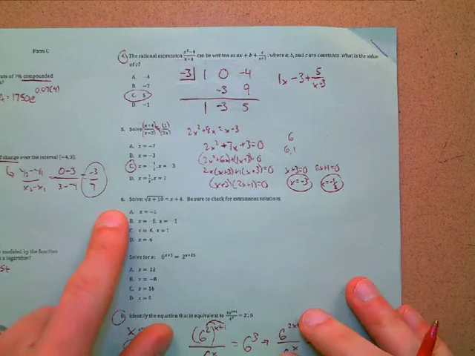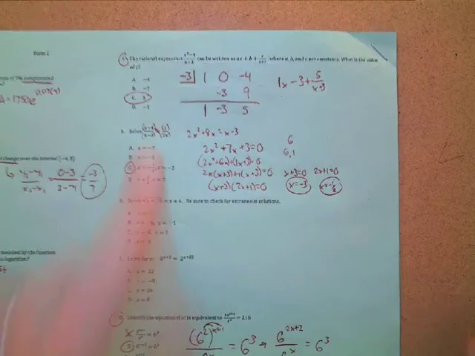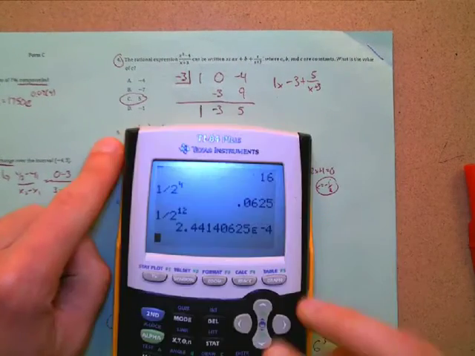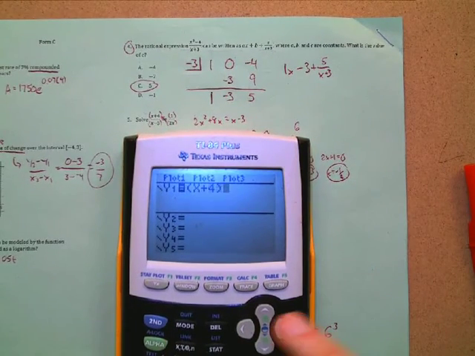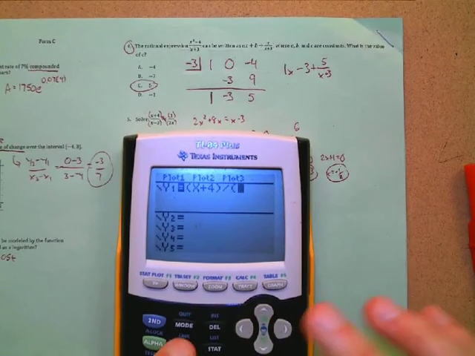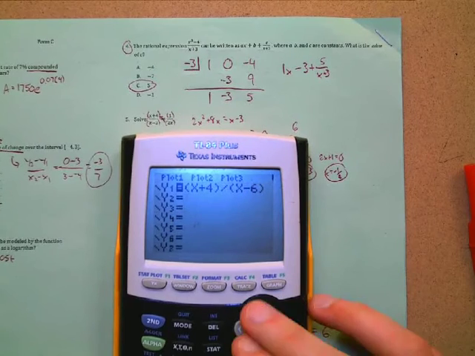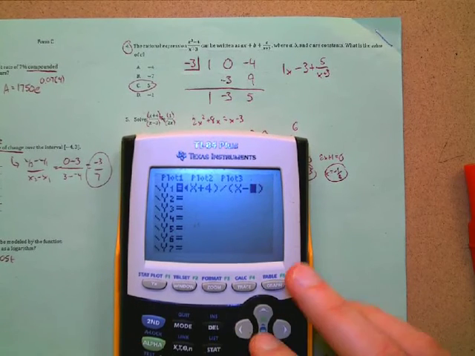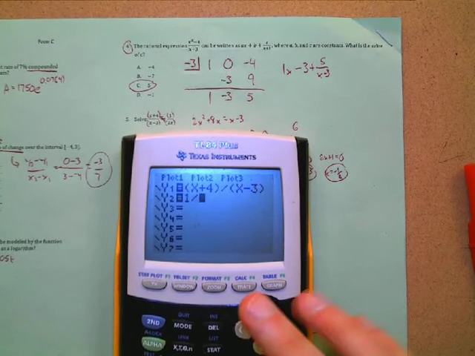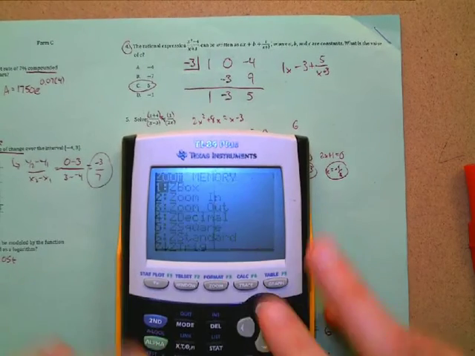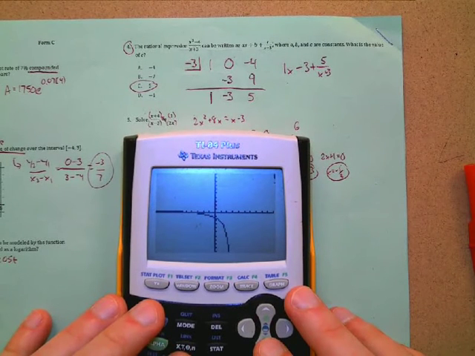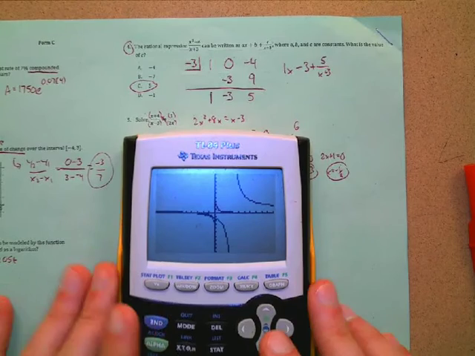Okay, so number 6. Oh, and just real quick, just so you can see here, if I were to type this in my calculator, x plus 4 divided by x minus 3, and then 1 divided by 2x. Yes, the 2x needs to be in parentheses there. Graph it. Okay, there's one of them. And there's the other one.